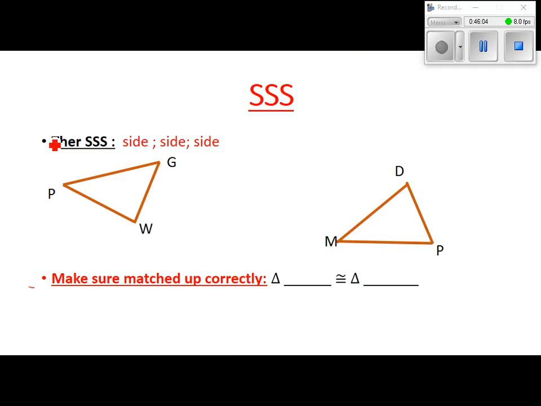All right, draw this. Write that stuff down. SSS. What's it stand for again? Side, side, side. So this time, instead of proving a pair of sides, a pair of angles, and a pair of sides, now we're going to prove a pair of sides, another pair of sides, and another pair of sides.